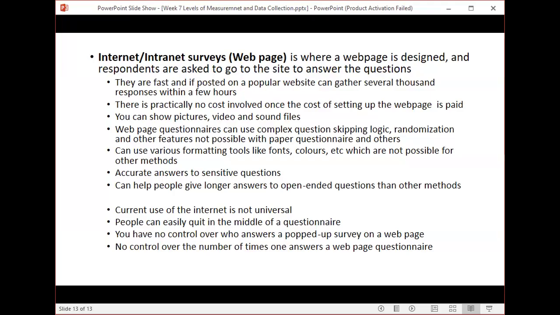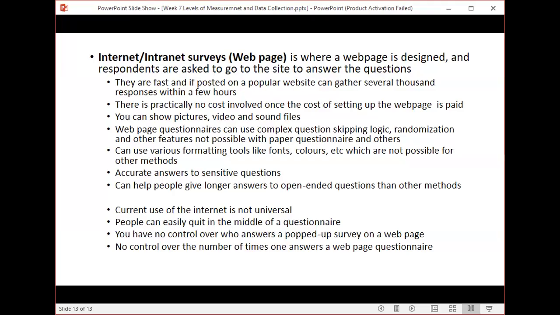You can use different formatting tools and font colors, which probably are not possible with other ways of gathering data. Accurate answers to sensitive questions can be obtained, just like the computer direct interviews, because you are sitting in front of your computer and it pops up. Nobody is there. You can fill in any sensitive question, no matter what it is, right? Because nobody is watching you, nobody is asking you the question directly. You can also help people give longer answers to open-ended questions because it's probably at the comfort of their homes. They can easily do a lot of things for you.